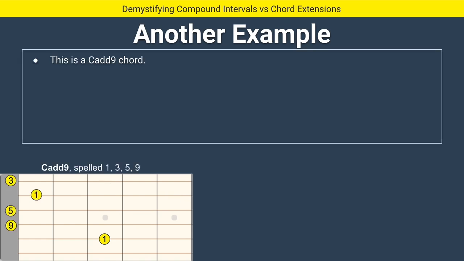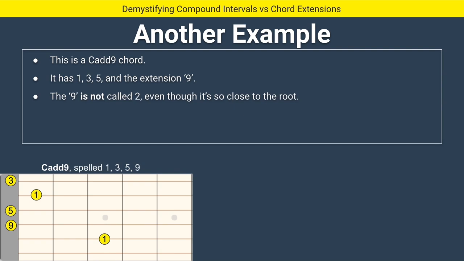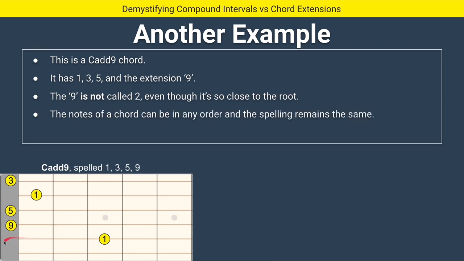This chord is called C add 9, and it is spelled 1, 3, 5, and 9. You can see that it has the root, and here's the 3, and here's the 5, there's the root again, and there's 9. So it has 1, 3, 5 and the extension 9. The 9 is not called 2, even though it's so close to the root, right? It doesn't have to be an octave away.